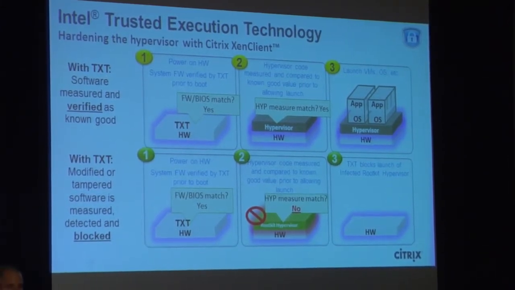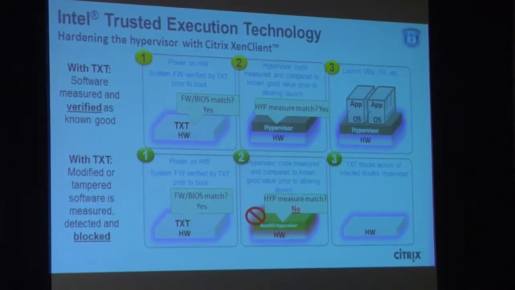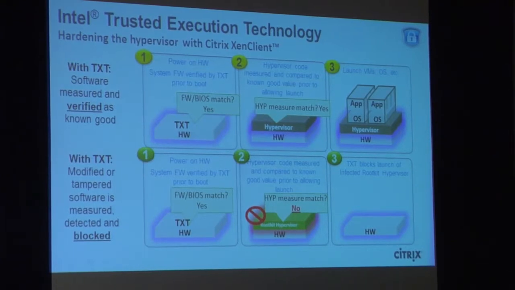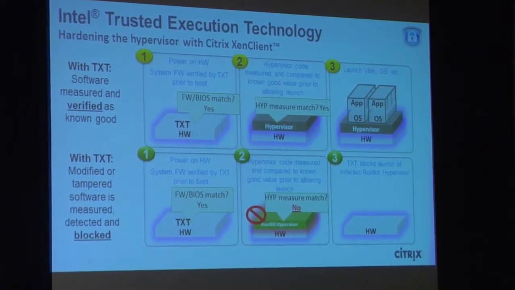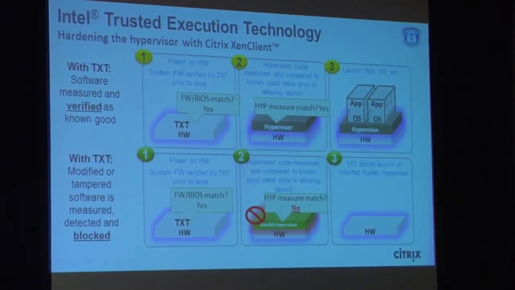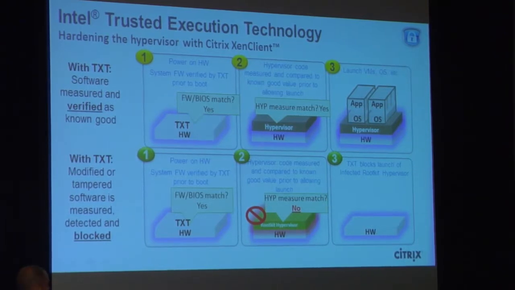It stores that hash in the TPM, so in every subsequent reboot, it'll measure the BIOS and firmware, the hypervisor, and compare that new measurement with the last known good value. So in the first case on the top, it's the positive case where you reboot the machine, it measures the firmware in the BIOS, it matches the known good value, the hypervisor measurement matches the known good value, and so it allows the launch sequence to continue, and you get the VMs coming up, and users start working.